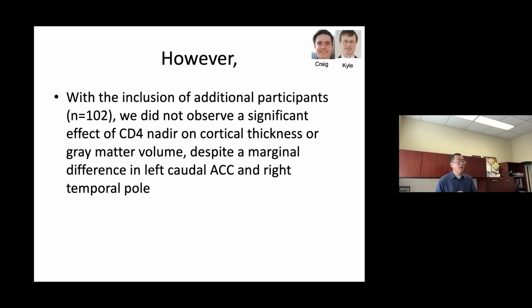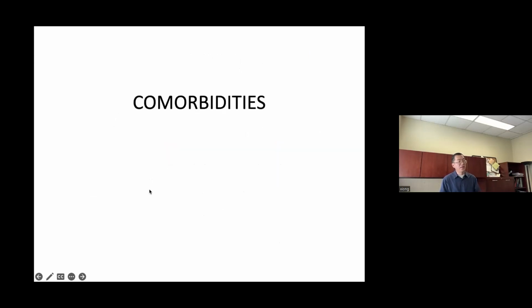This one, of course, has some caveats. Later on, when we increased the sample size, including additional subjects, the effects were washed out. We still see differences in the ACC, the temporal region, and some frontal regions, but it's much less significant than we had expected.